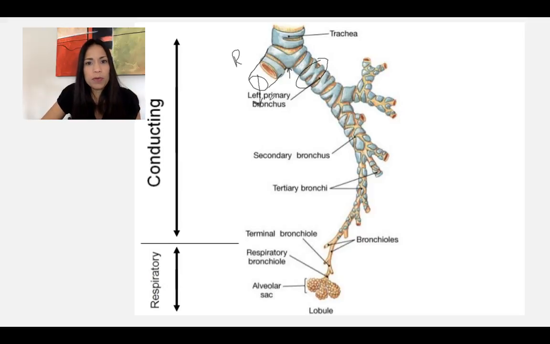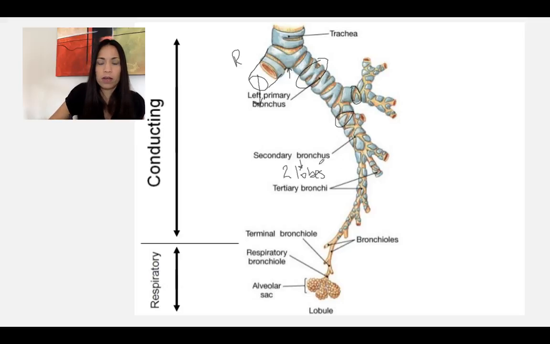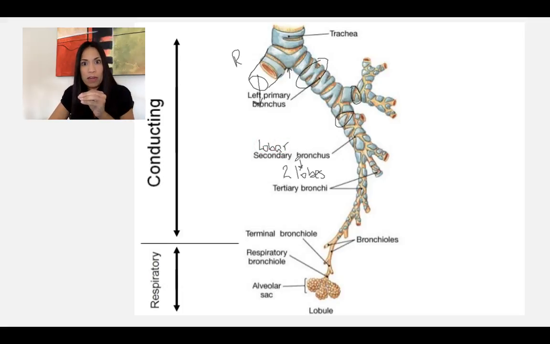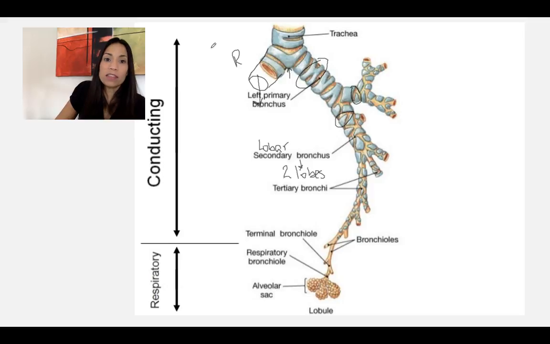Now, each primary bronchus will further divide into secondary bronchi. Okay, so we have two secondary bronchi on the left side. Why do we have two on the left side? Because we have two lobes on the left lung. So one for each lobe of the lung. These secondary bronchi are also called lobar because that's what they are providing with air to, the lobes of the lung. Now, in the right lung, we don't have two, but three lobes.